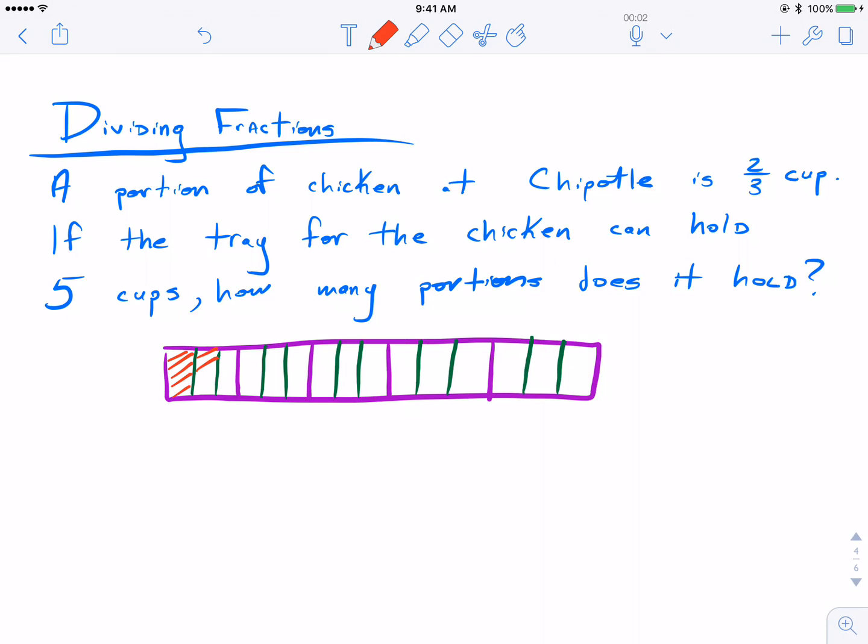We'll keep track. So far we have 1, 2, 3, 4, and again I'm doing 2 at a time because it's 2/3 of a cup for a portion. Probably do them together, it'd be a lot easier. We're up to 6, 7, and at this point I can't complete an 8th portion. So we have 7 full portions, and now we have a fractional amount left.